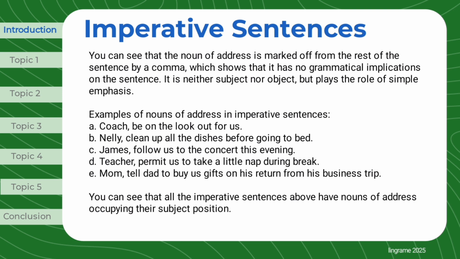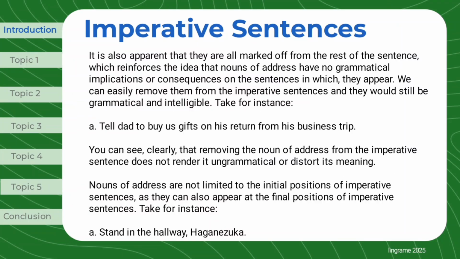You can see that all the imperative sentences above have nouns of address occupying their subject position. It is also apparent that they are all marked off from the rest of the sentence, which reinforces the idea that nouns of address have no grammatical implications or consequences on the sentences in which they appear. We can easily remove them from the imperative sentences and they would still be grammatical and intelligible. Take for instance, tell Dad to buy us gifts on his return from his business trip.